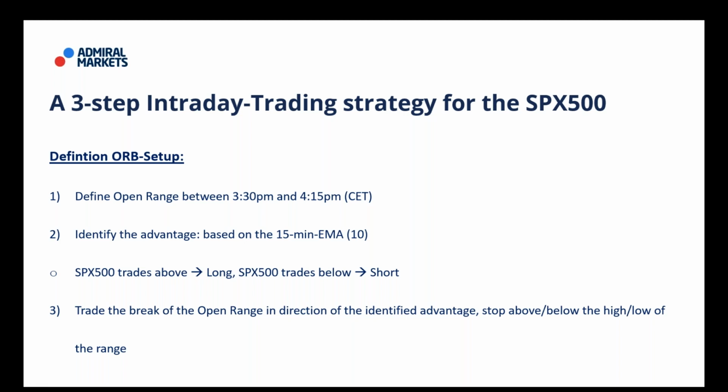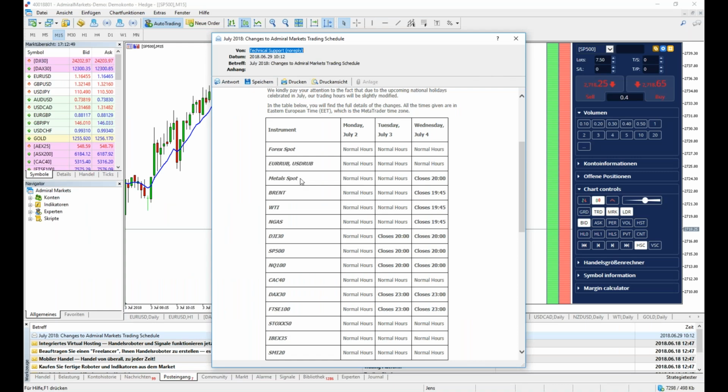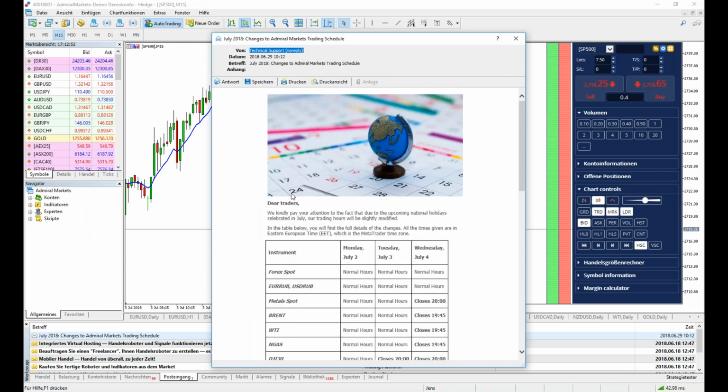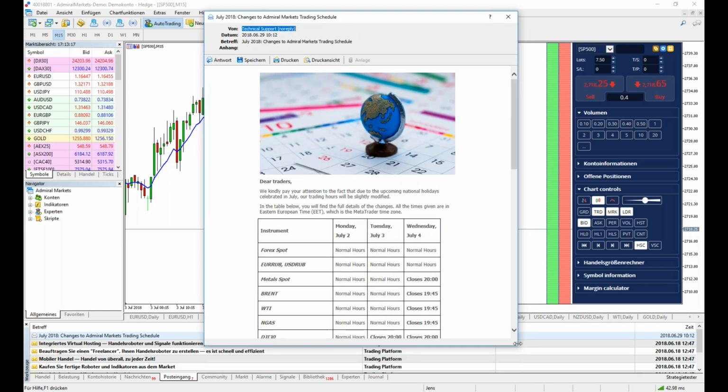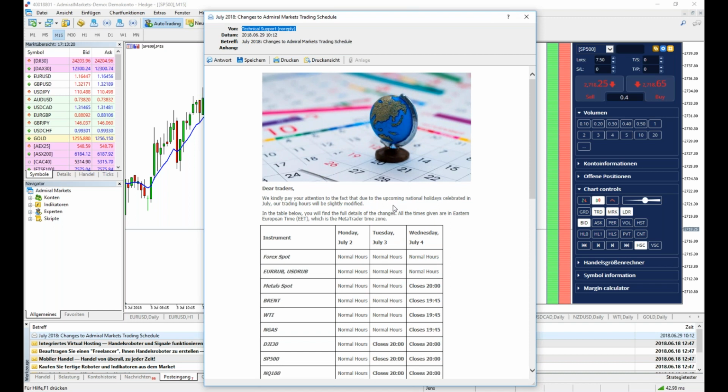And then we have our setup, and we can do this right now. By the way, this is something I've already opened. If you open the Admiral Markets MetaTrader, you can find the changed trading hours by clicking on your news box in the MetaTrader, and this is the first letter or information which appears here. You double click on it, and then a window opens, which perfectly shows the changed trading conditions.